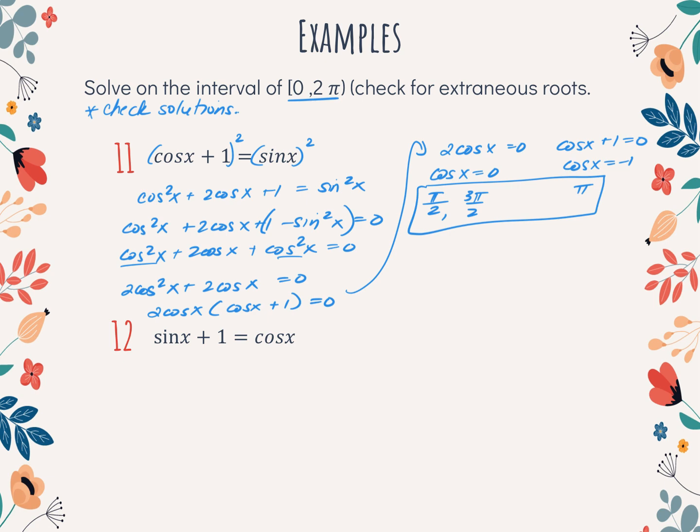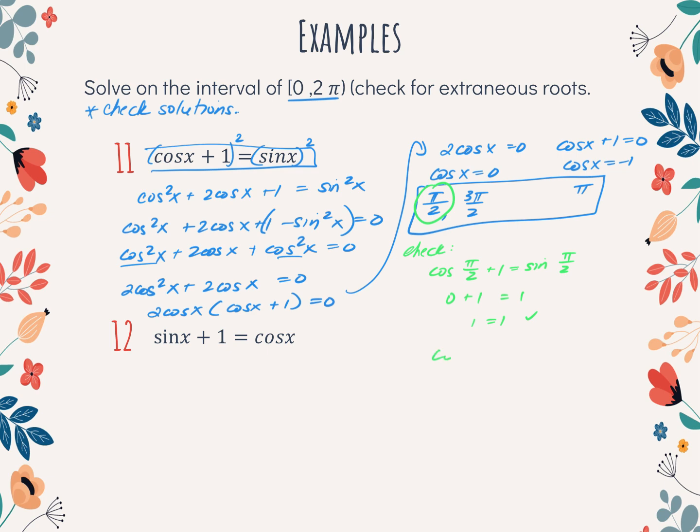Now what I need to do is I need to check the 3. So sadly, I have to go into the original equation and actually check all 3 of them. So let me just pick a different color. And so if I check it, I'm going to do the first one, cosine of pi over 2 plus 1 equals sine of pi over 2. Well, the cosine of pi over 2, I know is 0 plus 1, and the sine of pi over 2 is 1, so 1 equals 1, and that works. So this is a valid answer.